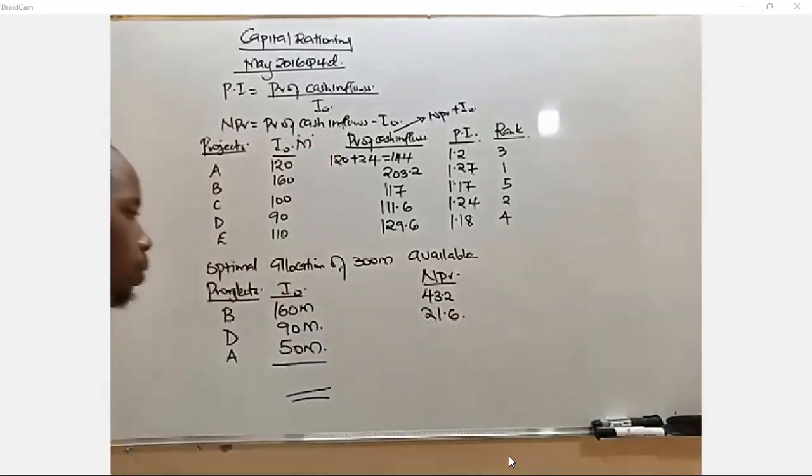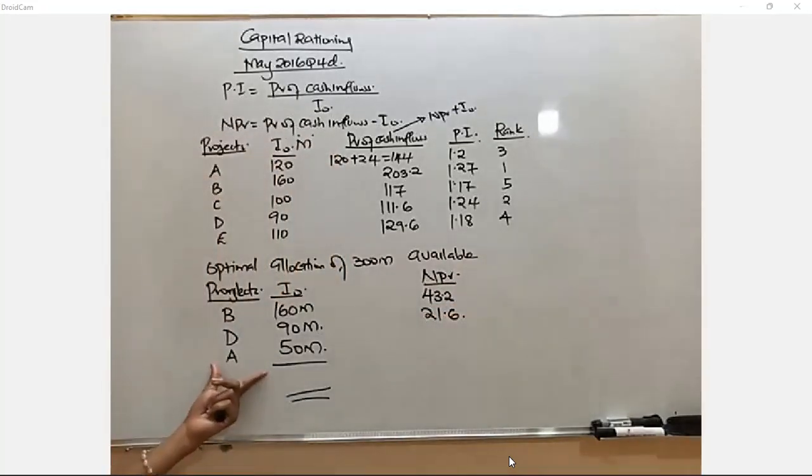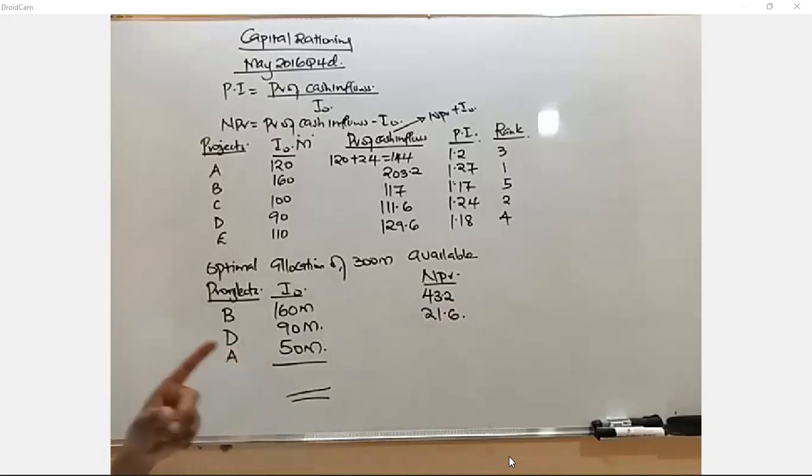Then the biggest question will be, Mwalimu, how am I going to get the NPV for A? Because the NPV provided in the question is for 120 million, but we want to get the NPV for 50 million. You can equate it, or you can come up with a proportion. We say, let us get a proportion of 50 to the original initial outlay needed.